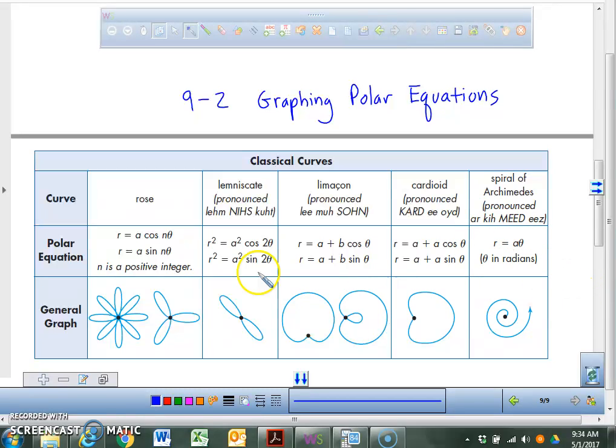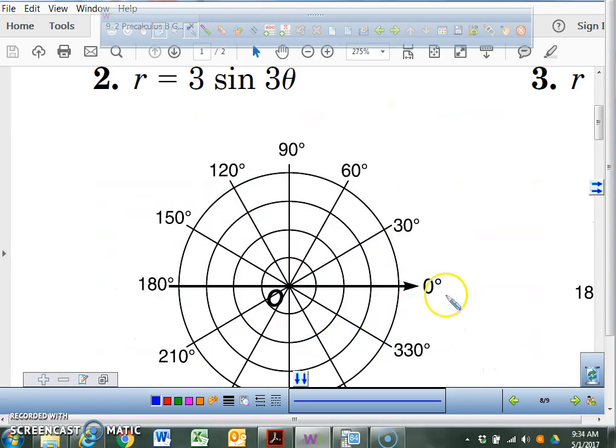So when you're looking, look right here. Look at the equation and it helps you identify what's happening. Okay? So right now, I want you to look at problem number 2. This is r equals a sine of n times theta.